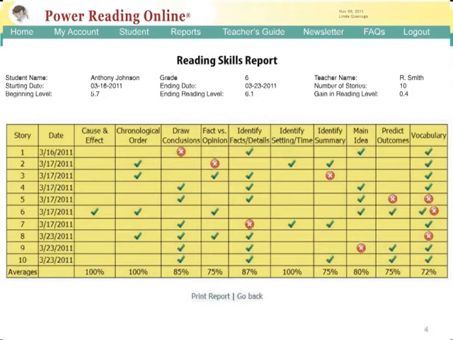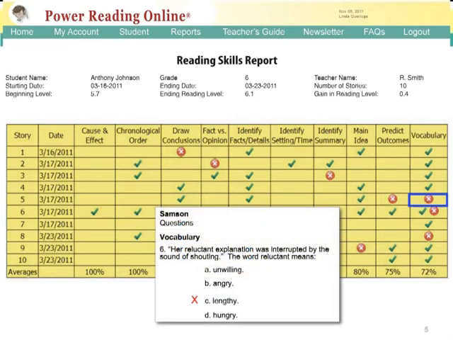I'm curious why he answered that question incorrectly, and I want to find out more about it. I click on the red, and up comes a box that shows you the question, the correct answer, and the answer that Anthony chose. So if you can start seeing a pattern developing in the way he's answering vocabulary, you will be better able to help him figure out how to work better with vocabulary. Isn't that cool? I love these reports.